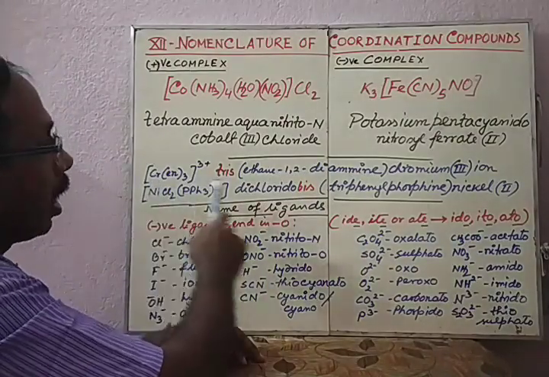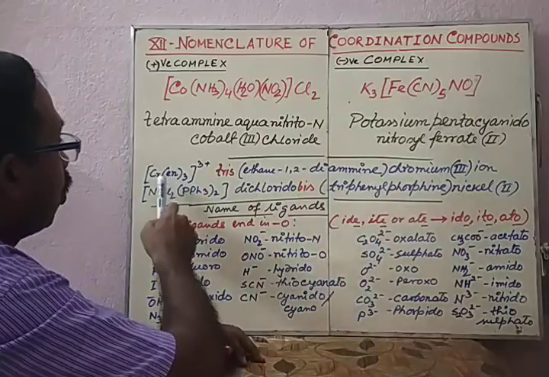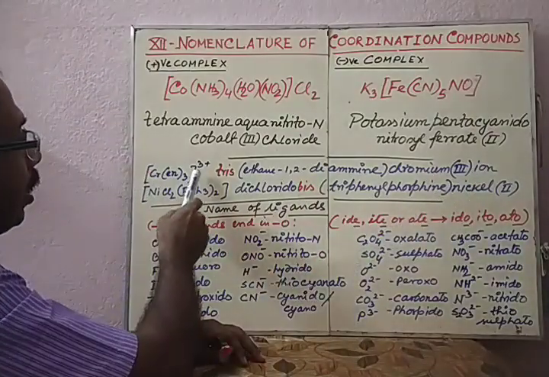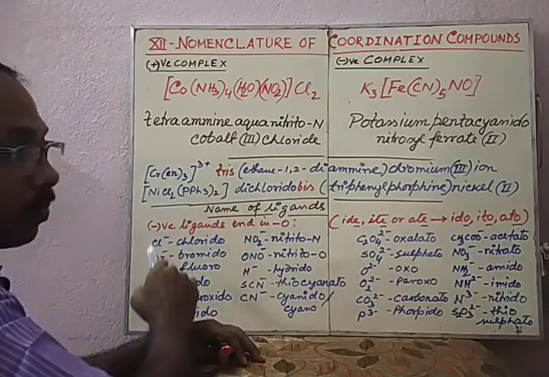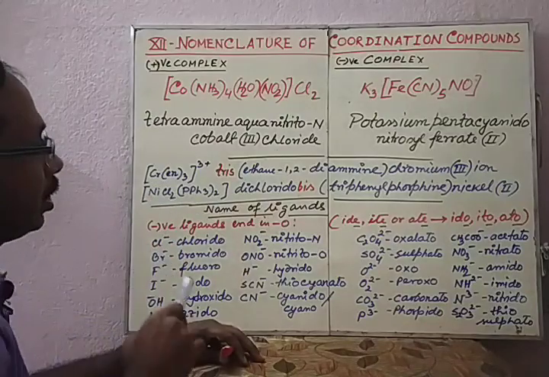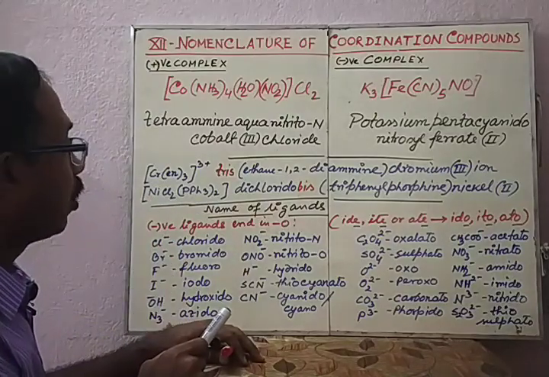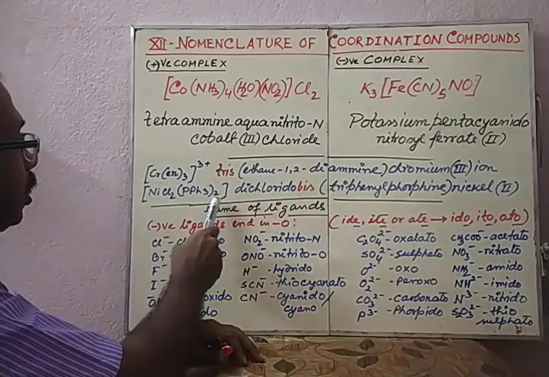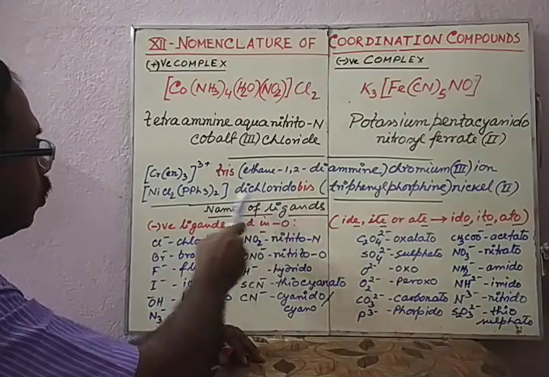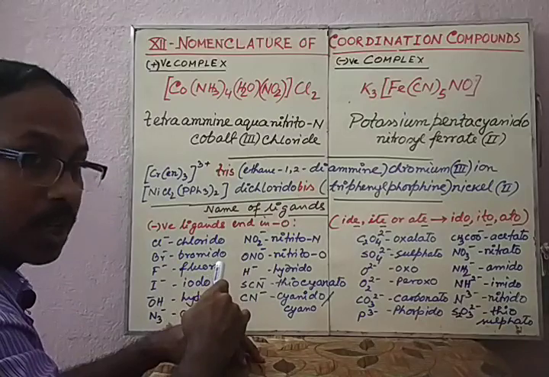Then the metal ion is chromium, its oxidation number is 3, chromium(III) ion. It is a positive charged ion, in the form of ion it is written. So chromium here is 3 plus, because en, ethane-1,2-diamine, is a neutral ligand. Next, in this complex, it is dichlorido, so alphabetically chlorido comes first.